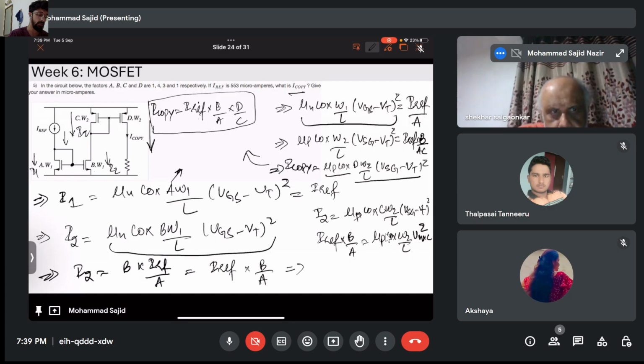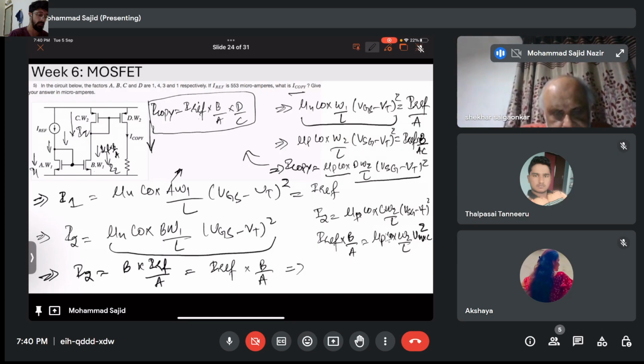Okay. Just a quick note, if you want to directly see what will be the current flowing, given that all the transistors are identical: if the current I reference is flowing here, the current flowing here will be simply the current flowing here multiplied by the ratio of the W by L. Here it is B by A. L is the same, only the width is changing, so here the current will be I reference times B by A.